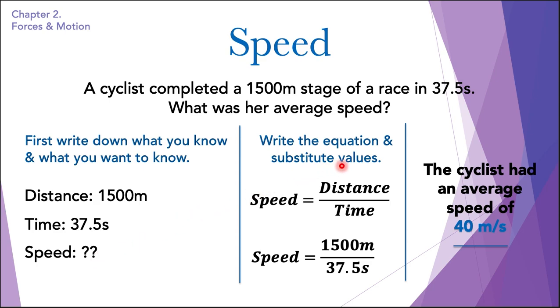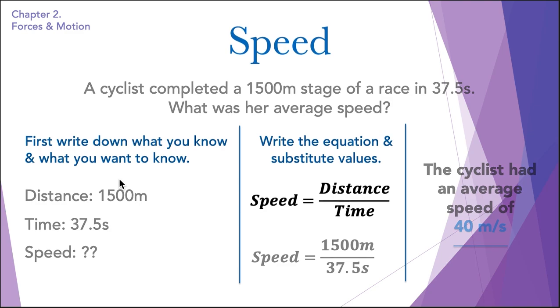The second step is to write the equation and substitute the values. So this is the speed is equal to distance upon time equation. Now in this equation, we substitute values, that is, instead of writing distance, we write the distance we are given and write the time we are given. Then we divide these two values and find the speed. So then we write it like this. Our answer is supposed to be in a sentence. The cyclist had an average speed of 40 meters per second. Don't forget to write the units. They are very important. Whenever we answer a question, we always put it in a sentence that the cyclist had an average speed of 40 meters per second. So this is how we use this equation to answer a question.